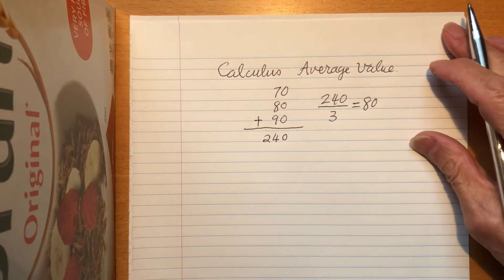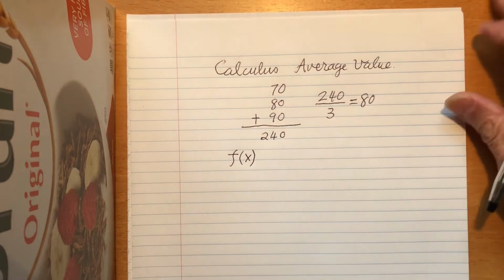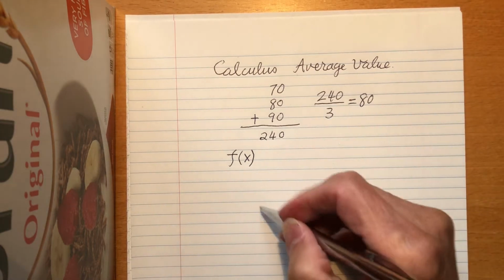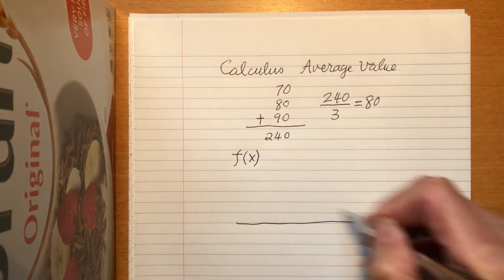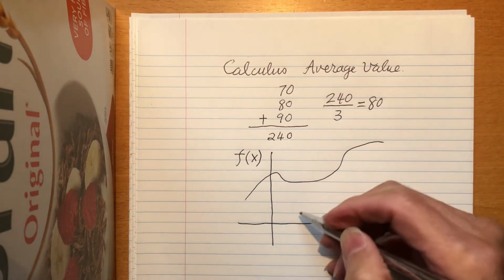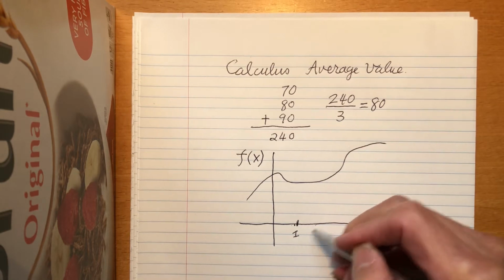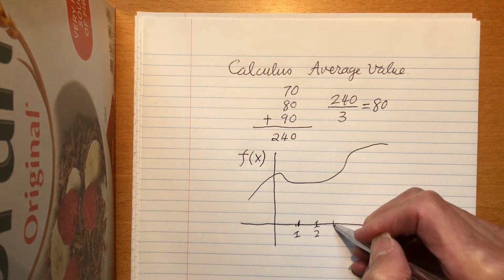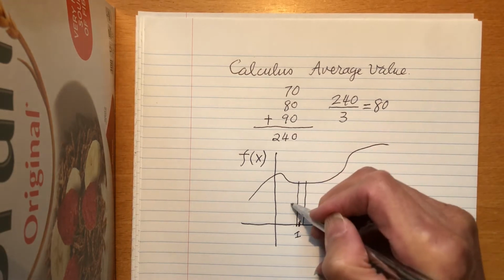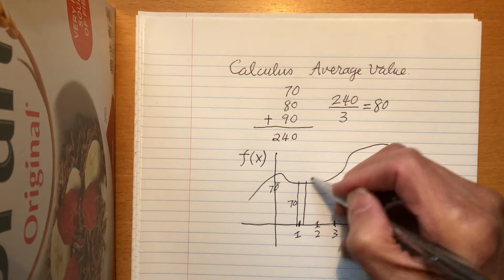Now you have a function. Let's have a function, f of x. Now, a function can be represented by a graph. So I have this, or something like that. And so let's use this to represent test number 1, test number 2, and test number 3. So test number 1 is 70. So I use this as 70. Test number 2 is 80. Okay, so 80 is here.